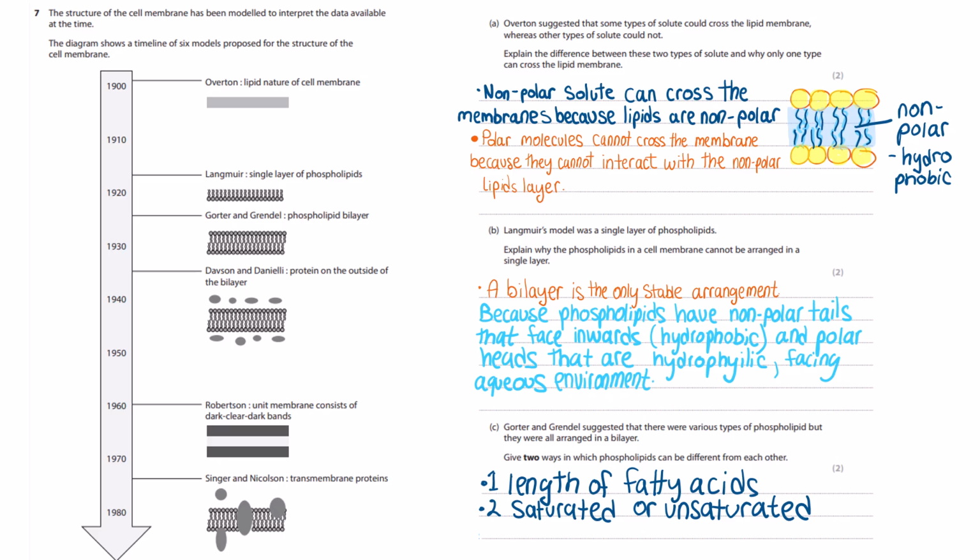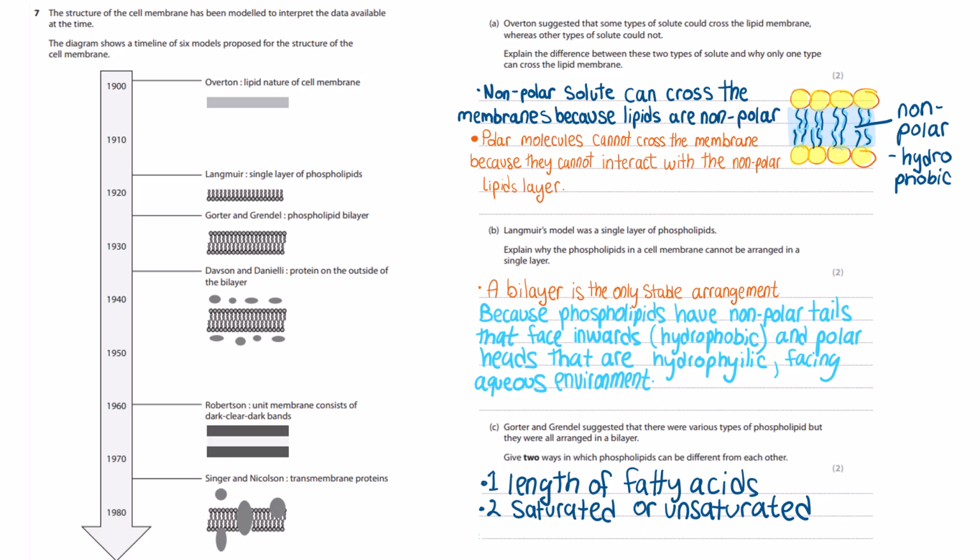Okay, then we have around 1915 the Langmuir single layer of phospholipids, and then we have the Gorter and Grendel phospholipid bilayer, and then we have the Davson and Danielli protein on the outside of the bilayer, and then we have the Robertson unit membrane consists of dark and clear bands, and then we have the Singer and Nicolson transmembrane proteins showing integral proteins.